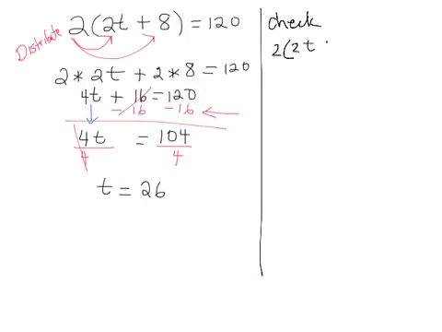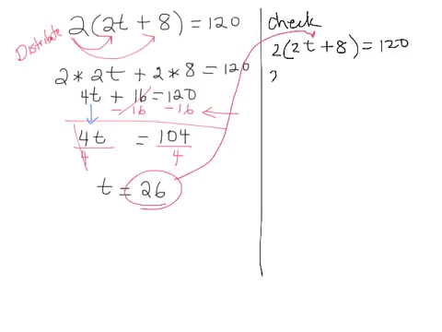So in other words, where I see a t, I'm going to plug in 26 right there. So I'm going to have 2 times (2 times 26 plus 8) equals 120. 2 times 26, remember your order of operations, that you have to do what's in the parentheses first. 2 times 26 is 52 plus that 8.